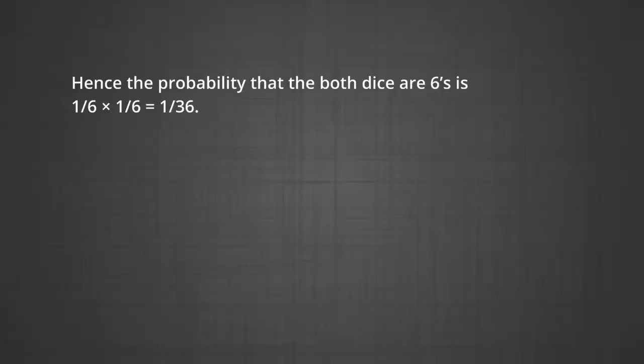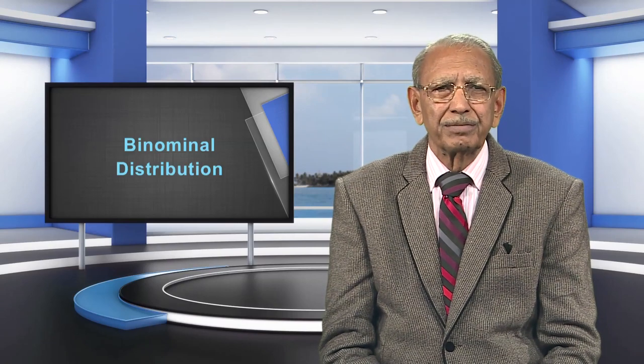Hence, the probability that both dice are 6s is 1 upon 6 times 1 upon 6, that's 1 upon 36. Dear students, now we come to another concept of probability. We call it the binomial distribution. And I am going to explain to you this concept.